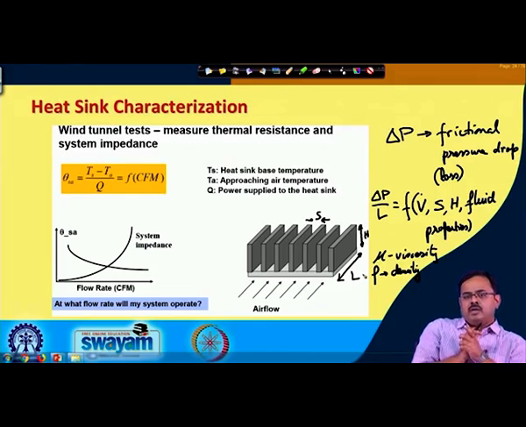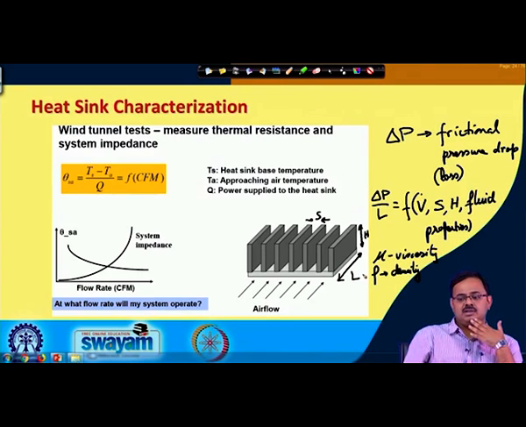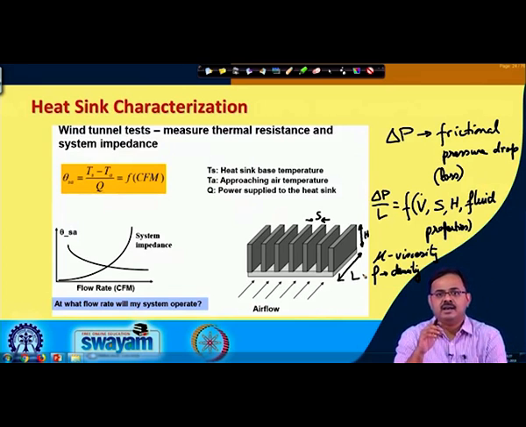Now, if I have to have a fan and blow air at a certain flow rate through this heat sink, then I need to pressurize that air at the inlet to a value such that it is able to overcome this pressure loss or frictional pressure drop. Clear? Just like an EMF source should give enough potential rise so that the electric current can overcome the resistance of the load through which it is flowing.